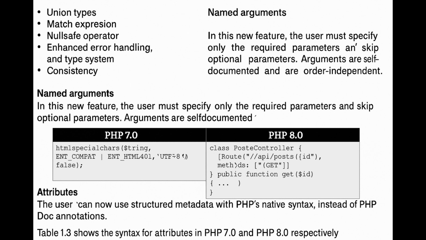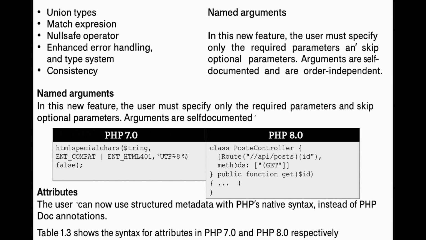return value. This helps create more flexible and safer code by clearly defining what types of data a function can handle. The match expression is similar to a switch statement, but is more concise, supports expressions directly, and ensures exact matches without type coercion. The null-safe operator helps prevent errors when working with objects that might be null by safely accessing properties or methods only when the object exists, avoiding undefined or null reference errors.